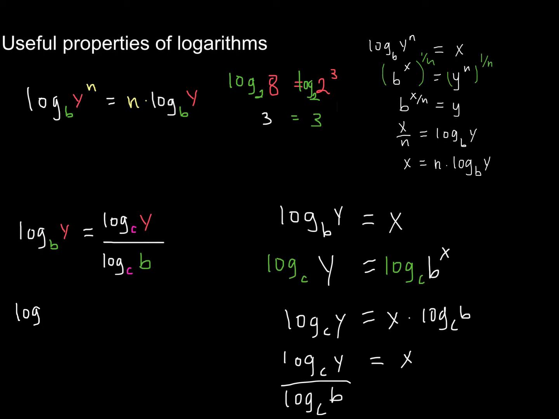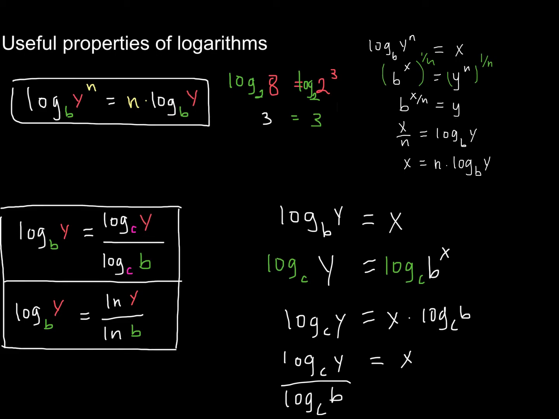So if I have log base b of y, I can rewrite this as the natural log of y divided by the natural log of b. Because here, I'm just saying that I'm going to use e as my base value. Okay. And so basically, this is the general form, and here is just a way of us explicitly saying that our base value could be e.